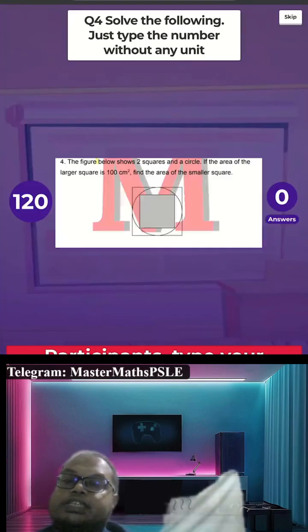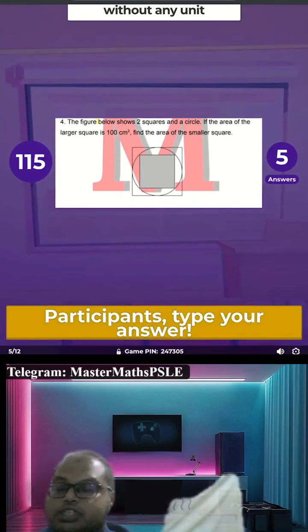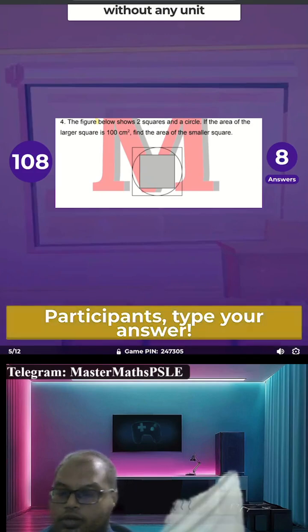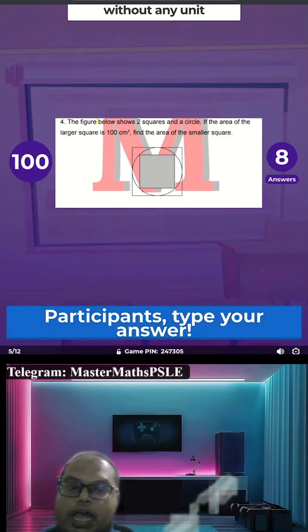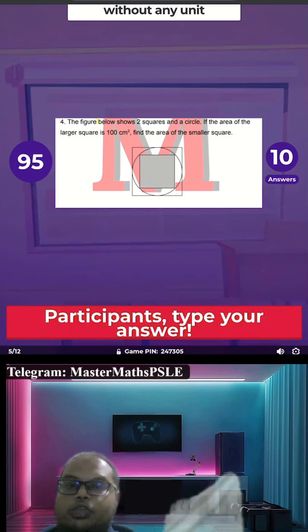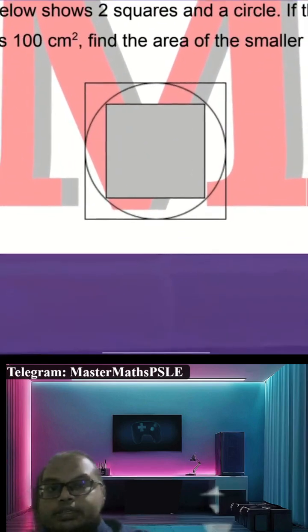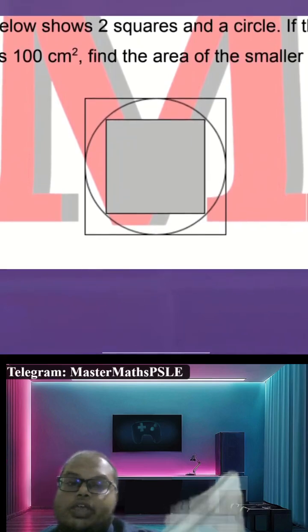Alright, now question 4 is a type answer. You need to find the area of the smaller square, where the big square is 100 cm square. How are you going to find the area of the smaller square? What you can imagine is the diagonal of the square is actually the diameter, right?